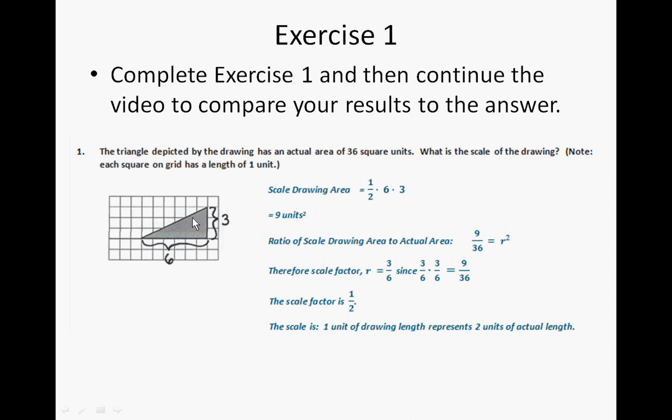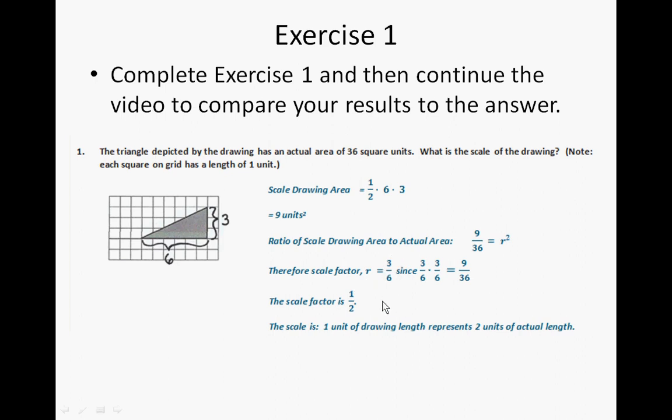So this is 9 square units, and now the ratio of the scale drawing area to the actual area would be 9 over 36. Remember, the 36 comes from the information we were given. Well, that's going to equal our ratio or rate squared. So what two numbers multiplied by themselves would give us 9/36? Well, that means our scale factor would be 3/6 because 3/6 times 3/6 is 9/36.